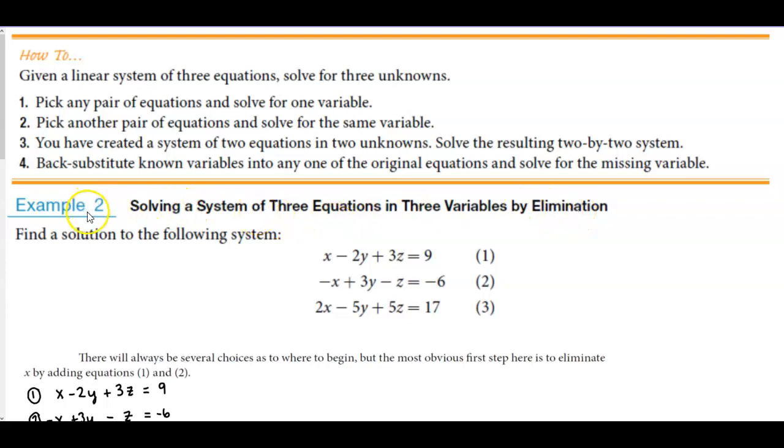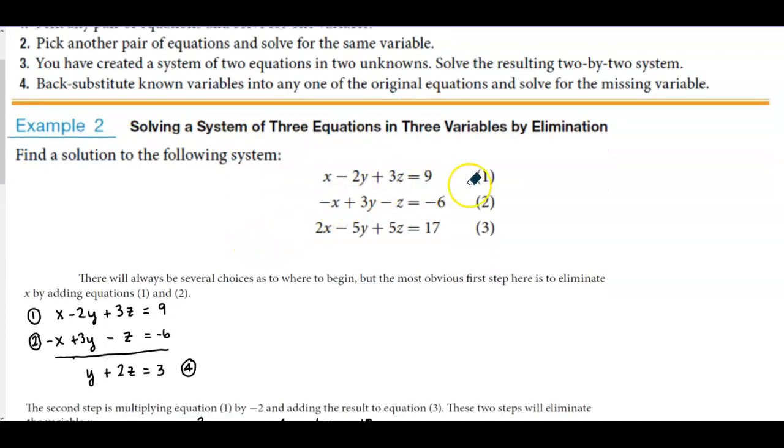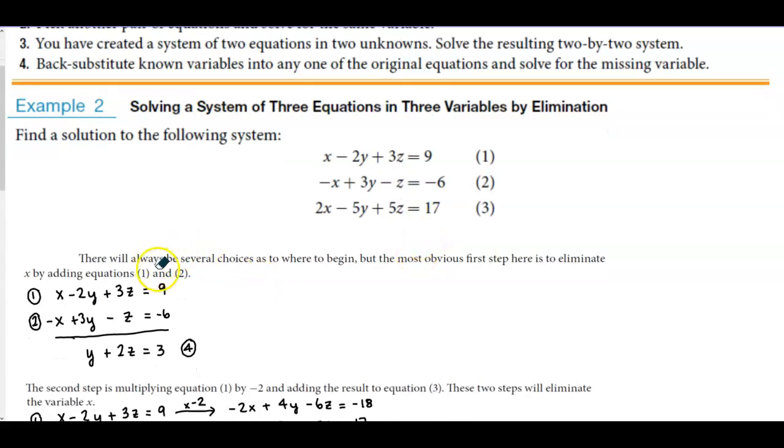So for example number 2, we're going to find a solution to the following system. So here we have our three equations. When we observe our three equations, we're going to take a look at them and say, okay, which one would be the variable that we can easily eliminate? Now, there will always be several choices as to where to begin, but the most obvious first step here is to eliminate the x by adding equations 1 and 2 since they are opposite signs.